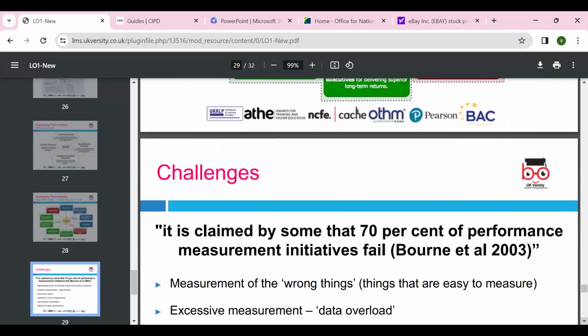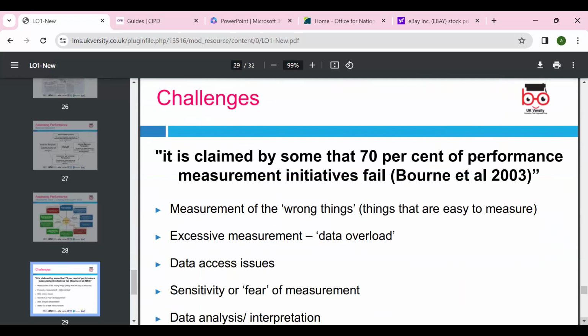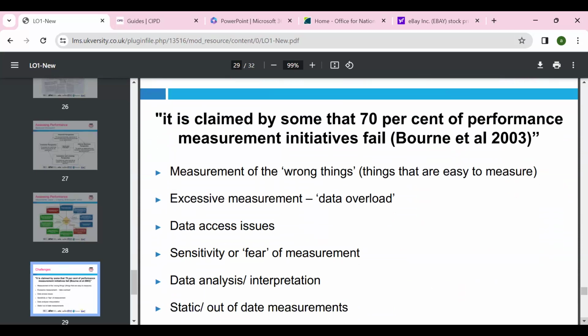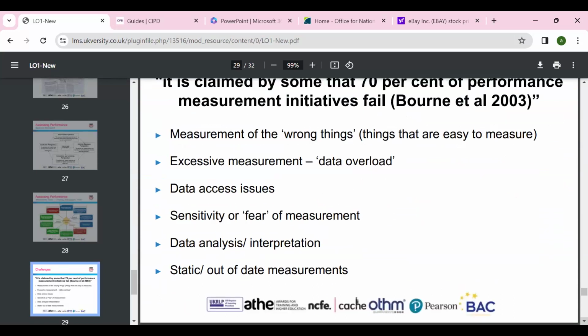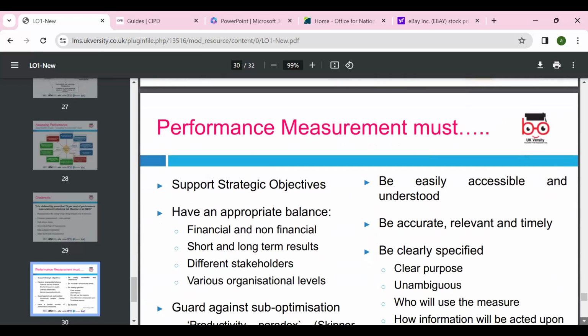It is claimed that 70% of performance measurement initiatives fail. Reasons include measuring the wrong things that are easy to measure, excessive measurement and data overload, which can cause dissatisfaction and demotivation, and the cost being higher than the benefit. There are also data access issues, sensitivity of the fields of measurement, data analysis and interpretation, and static or out-of-date measurement methods, which we need to make sure to avoid.